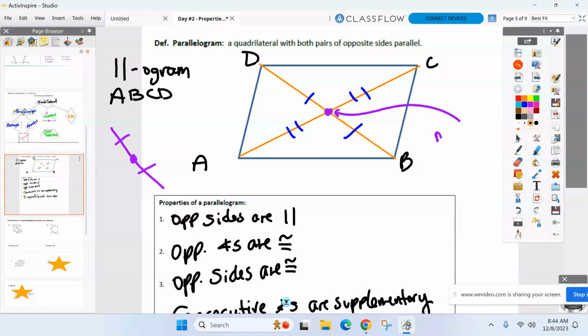Midpoint. Yeah, that's a midpoint. So the two diagonals of a parallelogram intersect at the midpoint. Keep that in the back of your mind for the last question today. All right, here we go.